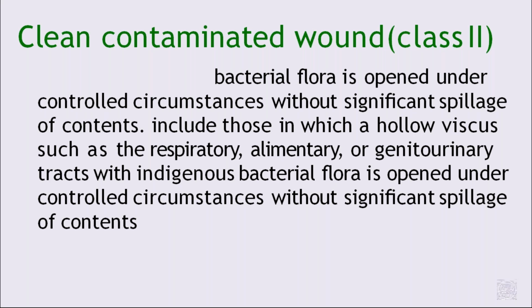Next is the clean contaminated wound, that is class 2. So that is the bacterial flora is opened under controlled circumstances without significant spillage, that is important, without significant spillage of contents. So include those in which a hollow viscus such as the respiratory tract or alimentary tract or genitourinary tracts with indigenous bacterial flora is opened under controlled circumstances without significant spillage of contents. Example is cholecystectomy.